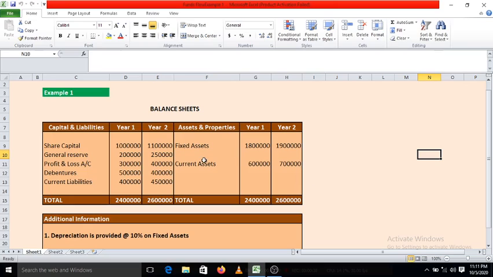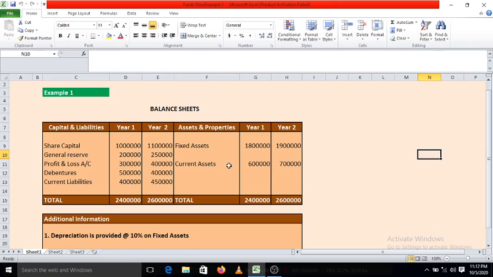So this is the example. Two different balance sheets are given, year 1 and year 2. Instead of mentioning the actual year, it is mentioned as year 1 and year 2. On the liability side, the items are share capital, general reserve, profit and loss account, debentures and current liabilities. On the asset side, fixed assets and current assets.